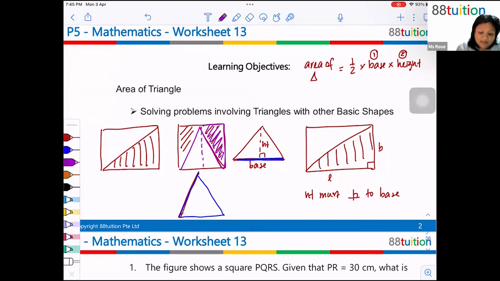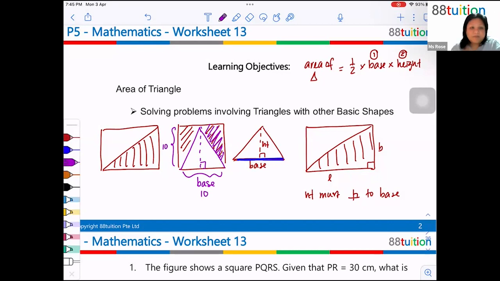In other words, I can also say this. This is the base, and this is the height. Can I say that the height of the triangle is here? I give you an example, 10 and 10. Let's say this is a square. What's the area of the square? Anyone? 10 times 10 gives me 100.